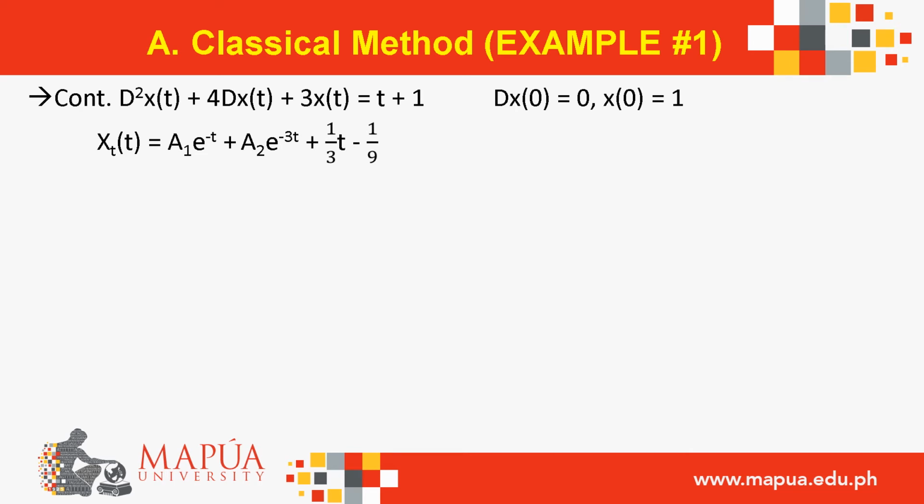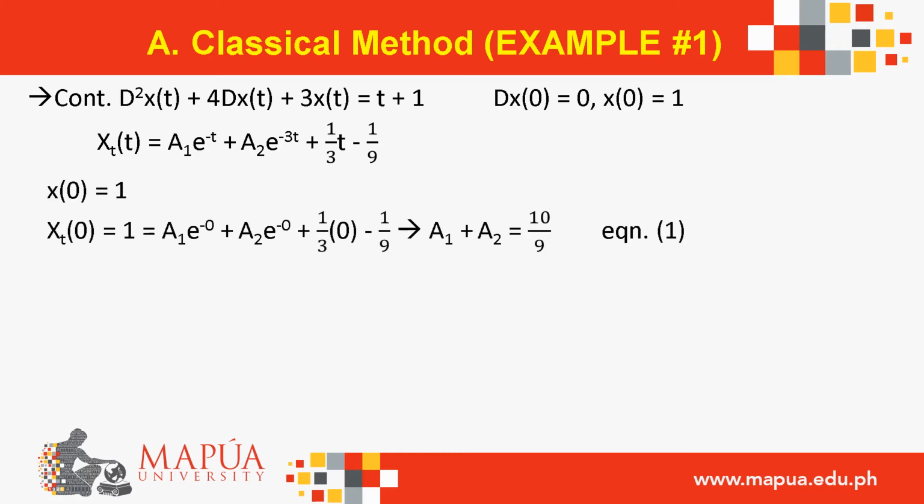After obtaining the values of the homogeneous and particular solution of the classical method, we must now use the initial condition given recently, whereas x of 0 is equal to 1 and dx of 0 is equal to 0. The total solution of the classical method differential equation must use x of 0 is equal to 1 and must be equated to 1. Therefore, a sub 1 e raised to negative t plus a sub 2 e raised to negative 3t plus 1/3 t minus 1 over 9 must be equated to 1. By doing so, we'll obtain an equation a sub 1 plus a sub 2 is equal to 10 over 9.